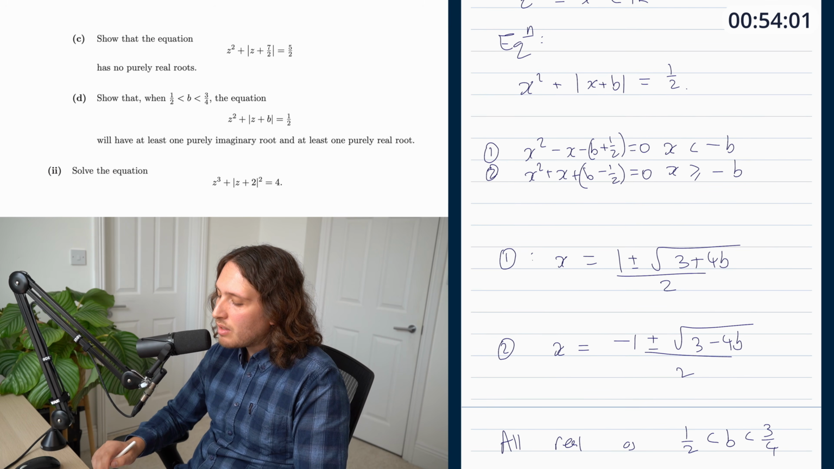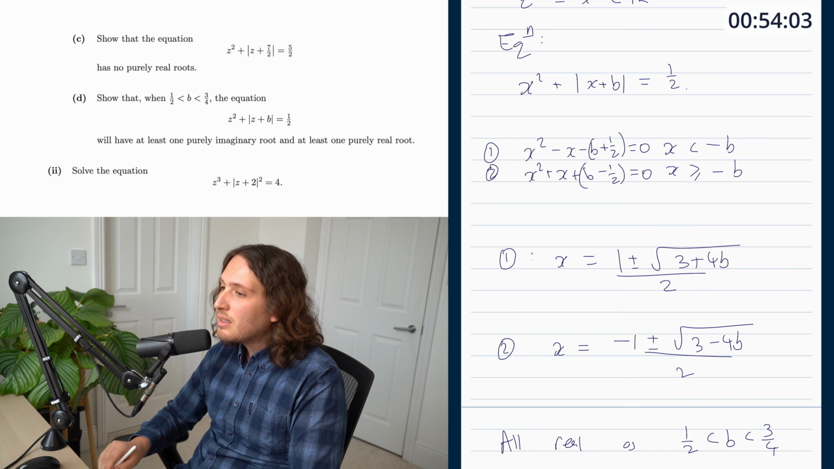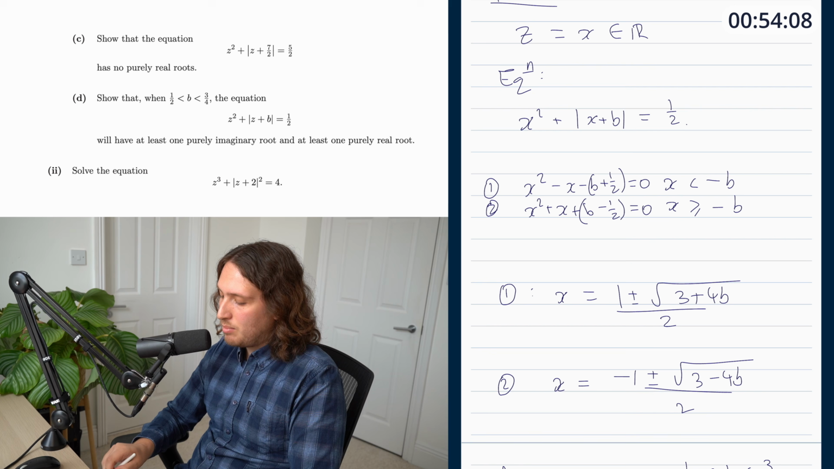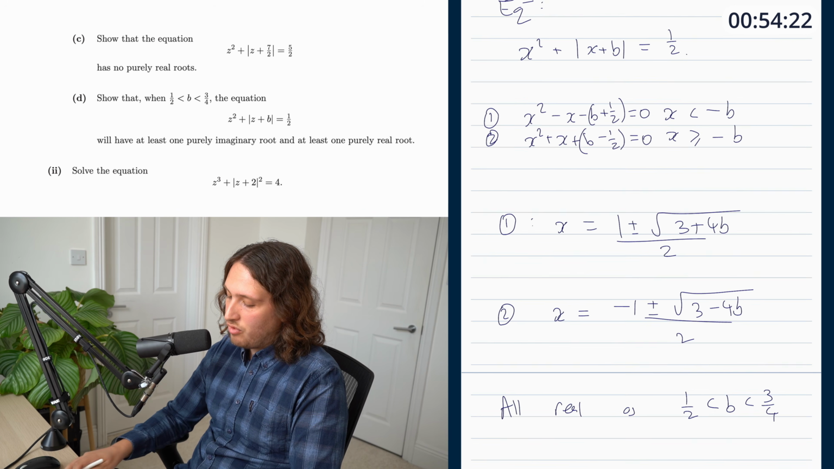Let's take a moment to try to... We might come back to this. So x squared plus x plus b is 1/2. So x squared plus... If it's less than that, I get a minus x and a minus b. And if it's at least minus b, that's positive x squared plus x plus b minus 1/2. Right, I agree with my cases.